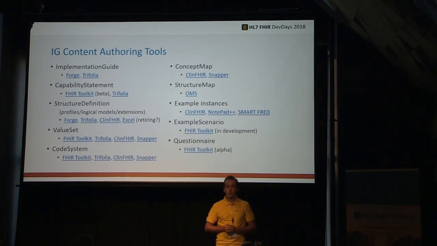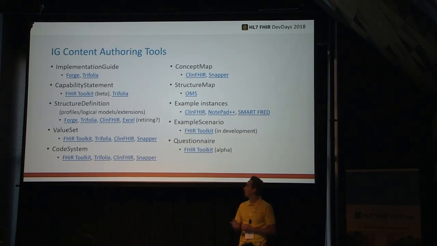there are a lot of tools out there. And here is a whole list for every resource type. For the implementation guide resource itself, so not the web-based version or the output, but actually the FHIR resource, you can use Forge or Trifolia. And well, you see that these all have links to the tools. The presentation will become available so you can actually follow those links to the right tool.